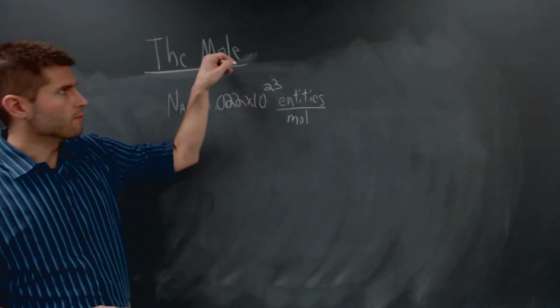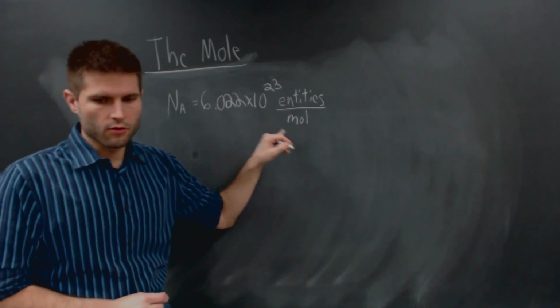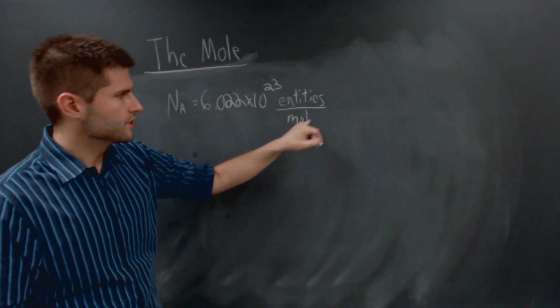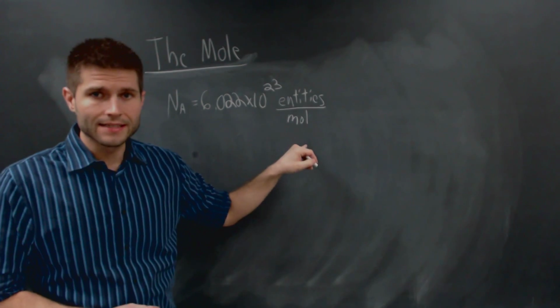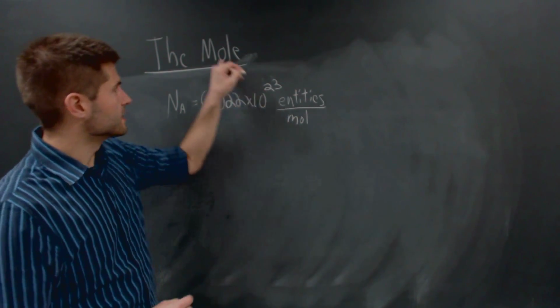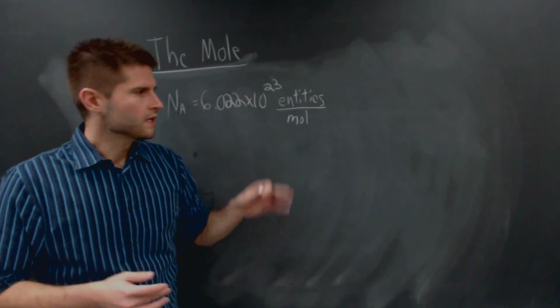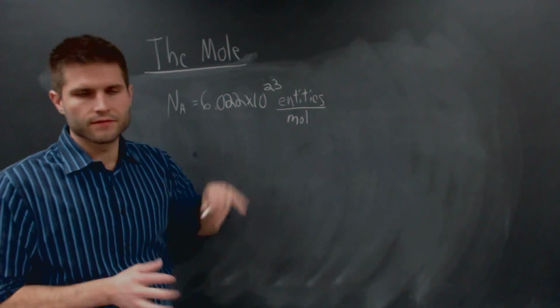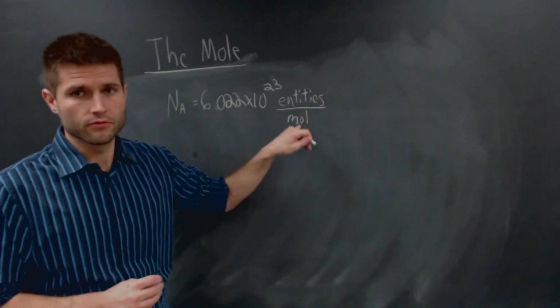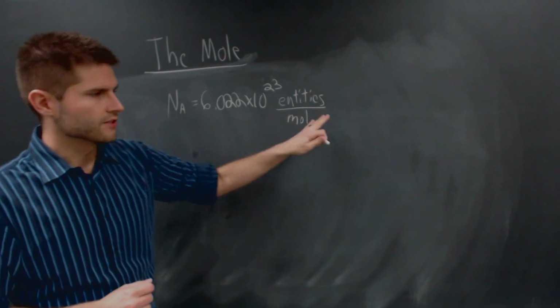Now you see up here I wrote mole, M-O-L-E, and down here I wrote mol, M-O-L. This is generally how scientists will write the mole when dealing with units, but this is how we write it when talking about the mole. So both are correct. You can write an E here if you wanted to, but this is the general standard notation. So this is Avogadro's number.